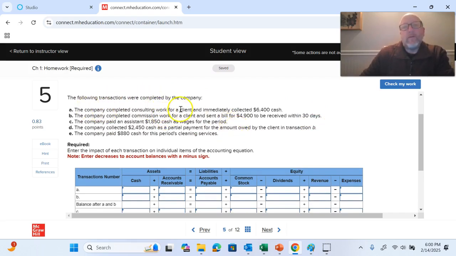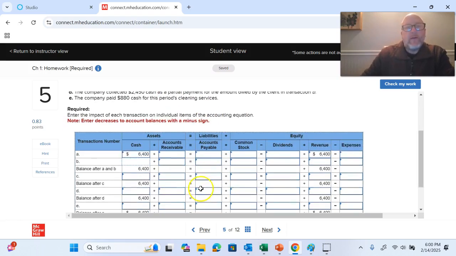The company completed consulting work for a client and immediately collected cash of 6,400. I think the two accounts that got affected are cash, 6,400, and then revenue, 6,400. Revenue is the term that we use to refer to the cash or money that we earn from selling our products and services. I'm just going to do three of them. Actually, I might just do two of them. So the first transaction, we just enter the amounts and it looks like we're good.